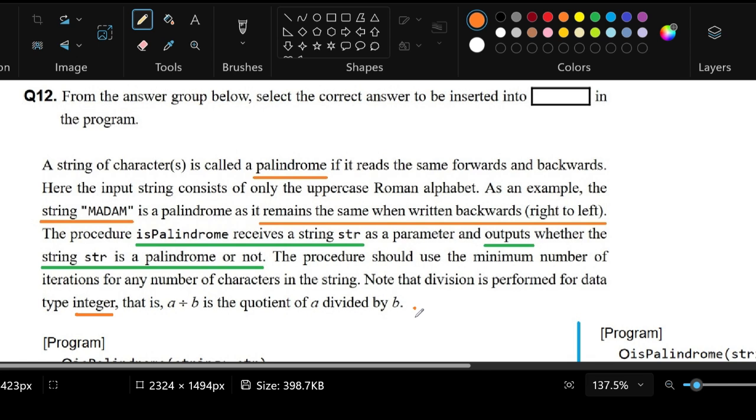Here we know from the description that we are dealing with palindromes, and the way to find out if a string is a palindrome or not is to see whether we can write it backwards, right to left, and if the output would be the same as the input. And then we do have this part about the data type integer, which I think means that when we do the division, the output should also give us a whole number or an integer. Okay, let's look at the program.